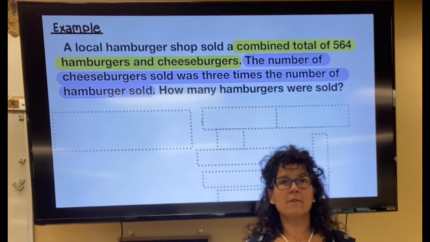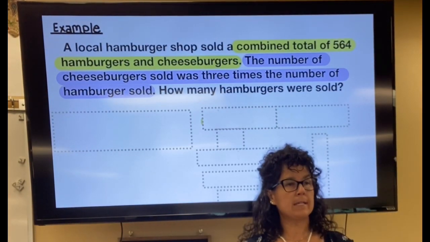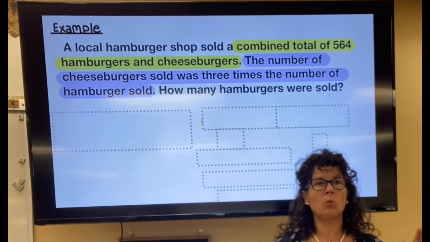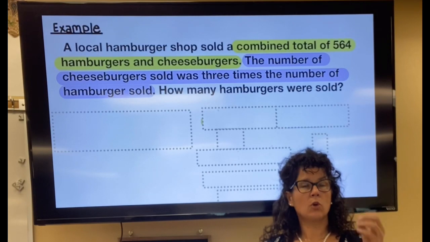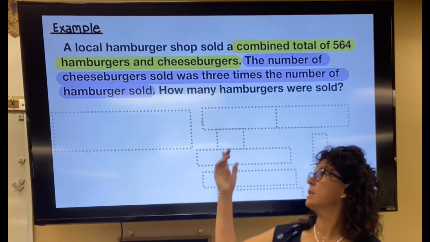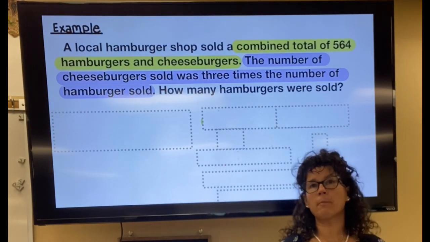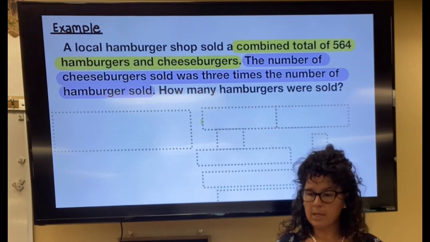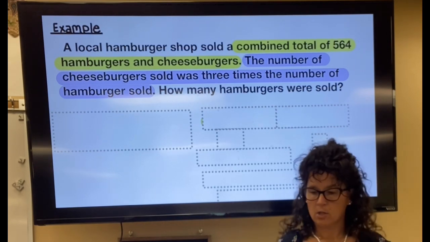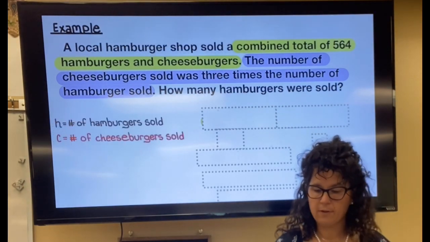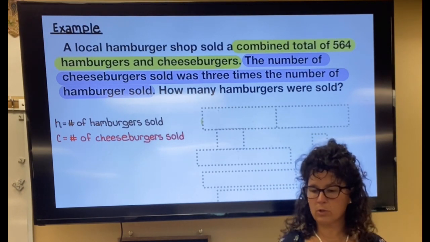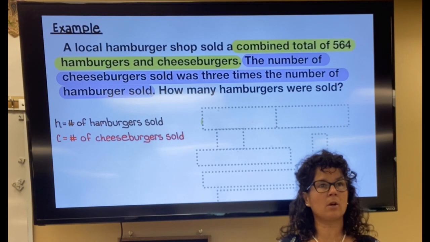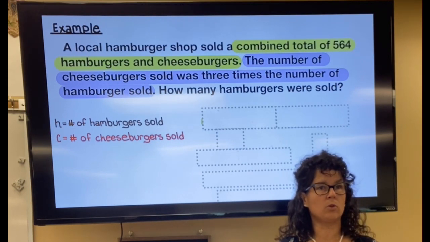Again, defining your variables is going to get you a point. And so as you read through here, whatever you don't know, your questions, those become your variables. And in this particular case, we want to know how many hamburgers were sold and how many cheeseburgers were sold. So the first thing I'm going to do is define my variables. H is the number of hamburgers that were sold, and C is the number of cheeseburgers that were sold.